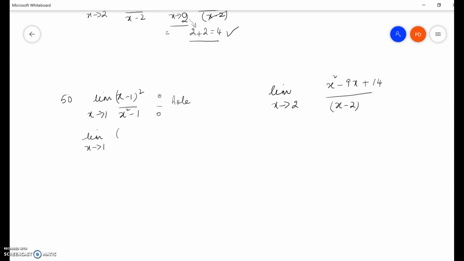x minus 1 the whole squared is the same as x minus 1 times x minus 1. Just like x squared is x times x. Now the denominator can be factored as well. So that's x minus 1 times x plus 1. That's because we can look at this as a difference of squares, x squared minus 1 squared.